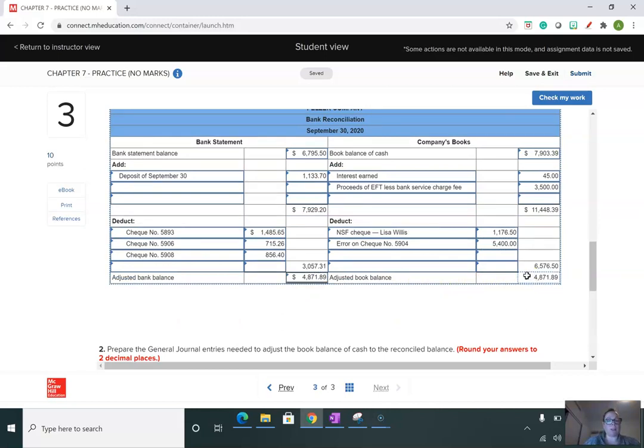So now we have our bank reconciliation balanced. The next step after this is I actually have to do journal entries into my accounting system for any items that are on the book side.